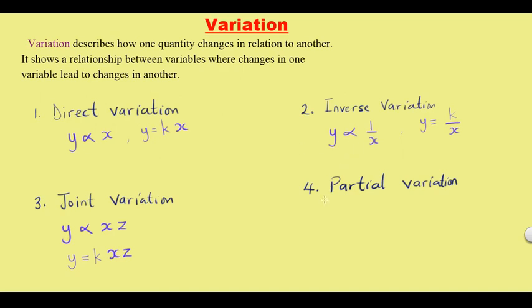And the last part is what we call partial variation. Partial variation occurs when a variable is related to another but not completely proportional. Here it combines both direct variation and a constant term. Let's say, for example, if we say y varies partially with x.